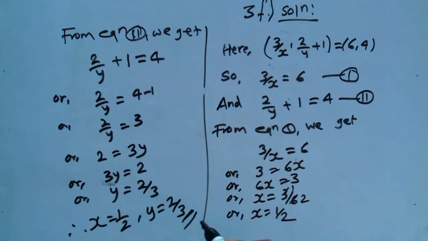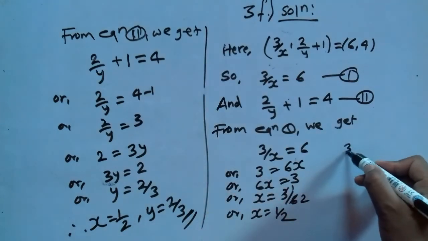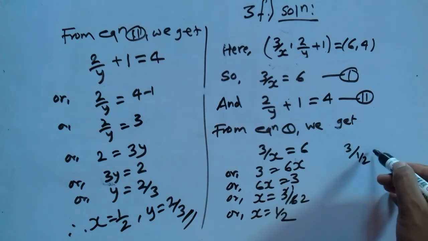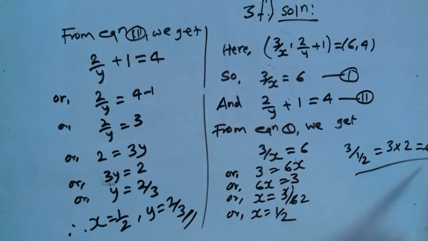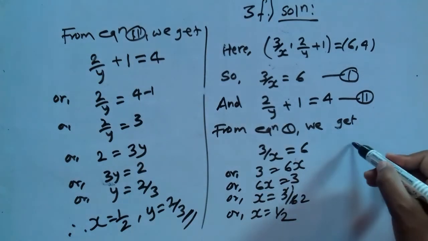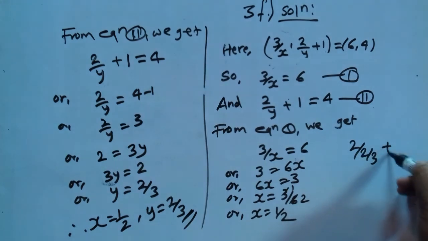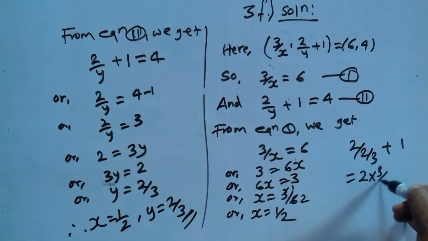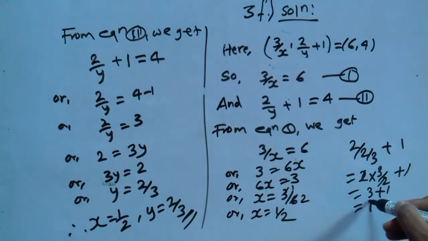This is our answer. Like before, we can check our answer also. 3 divided by 1 by 2 equals 3 into 2 equals 6. This answer is right. And another is 2 divided by, in place of y we put 2 by 3 plus 1. This equals 2 into 3 by 2 plus 1, 2, so then 3 plus 1 equals 4. So this answer is also right.